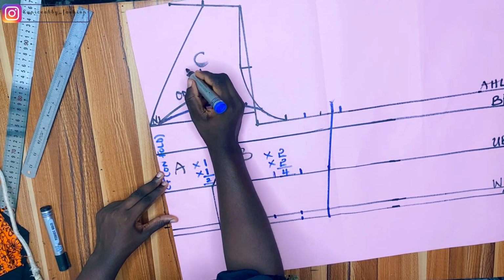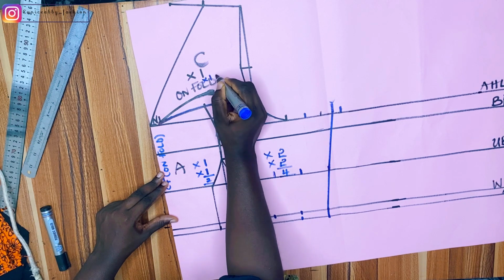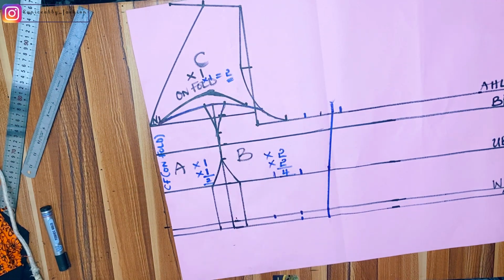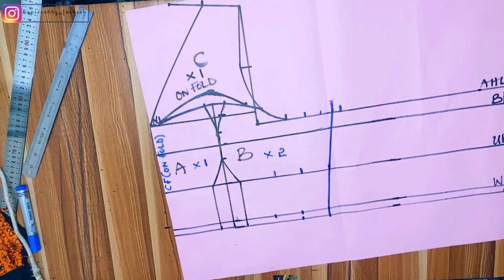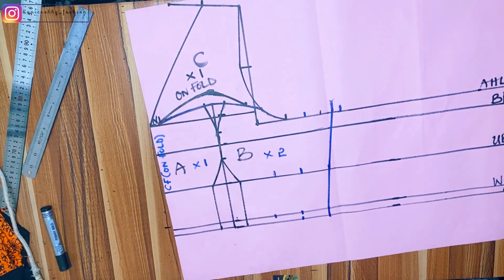Then for part C, I thought I was going to be able to cut it out on fold, but turns out that was not possible. So we're going to cut out 4 pieces of part C, 2 for the lining and 2 for the main fabric, okay?